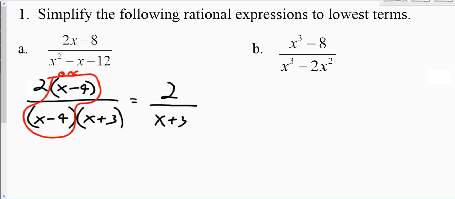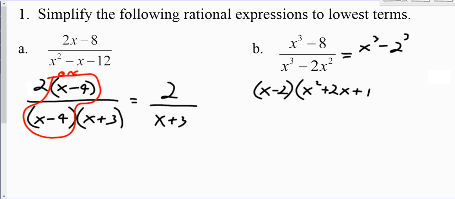Okay, on part B, again, factor when possible. The numerator is a difference of cubes. I can think of this as x cubed minus 2 cubed. Using my formula for difference of cubes, I'm going to get x minus 2 times the quantity x squared plus 2x plus 4, or 2 squared. Over, again, the greatest common factor of the denominator is going to be an x squared, and I'm left with an x minus 2.